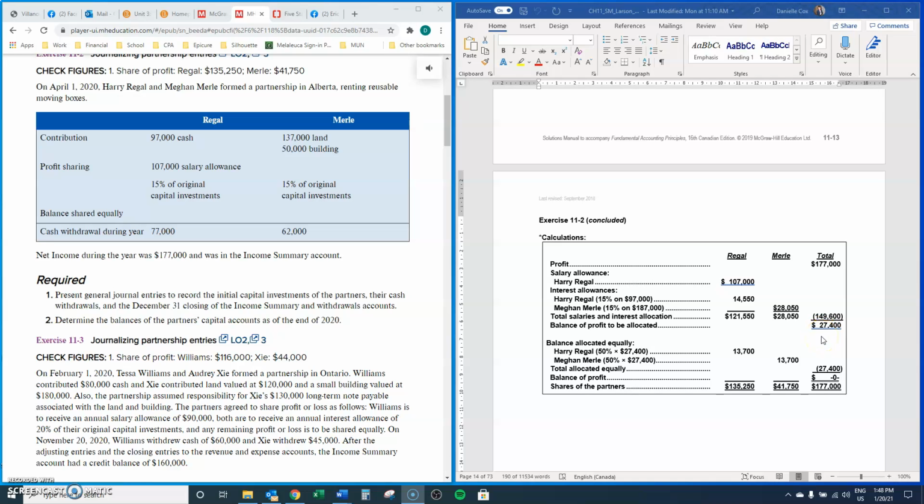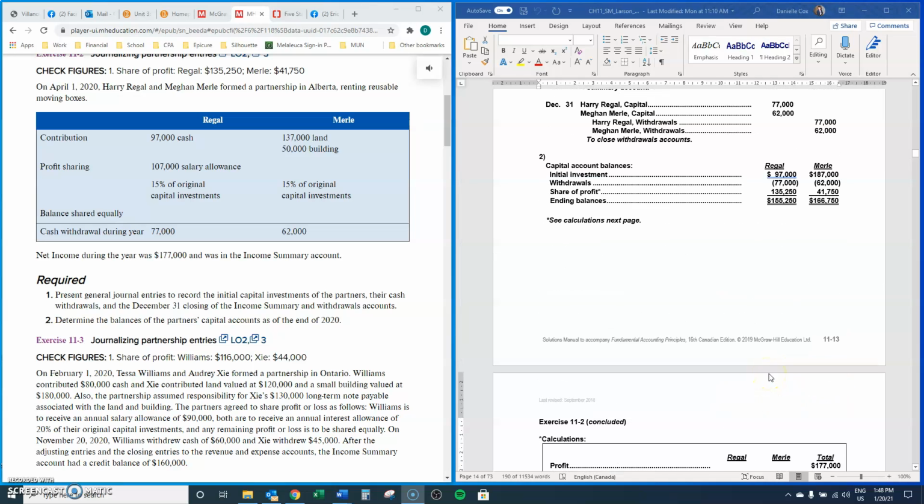It doesn't say anything in the question, so therefore any balance is shared equally. If there's no indication, it would be shared equally, but they actually do say in this question that it was shared equally. So then they both take 50% of the $27,400 to allocate out the remaining profit. So then their shares are here, $135 and $41.